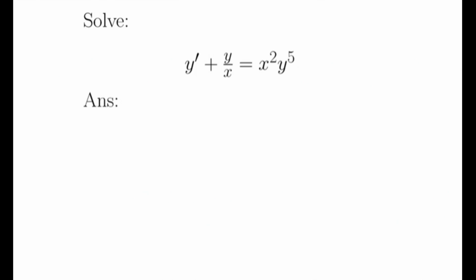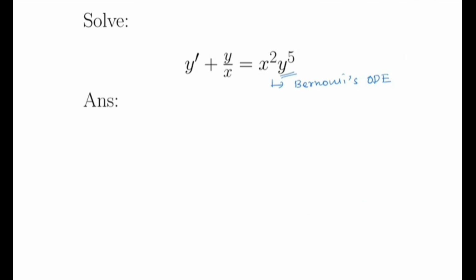In this video, we'll solve the differential equation y prime plus y by x is equal to x square y to the power 5. So note that this is a Bernoulli's differential equation. And why so? Because we have here the extra term y to the power 5. So how to solve this Bernoulli's differential equation? We will divide this extra term to both sides of the equation.